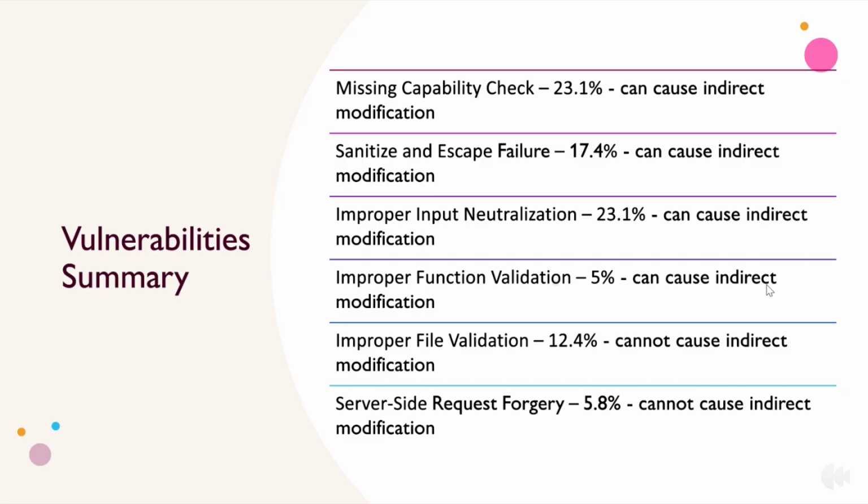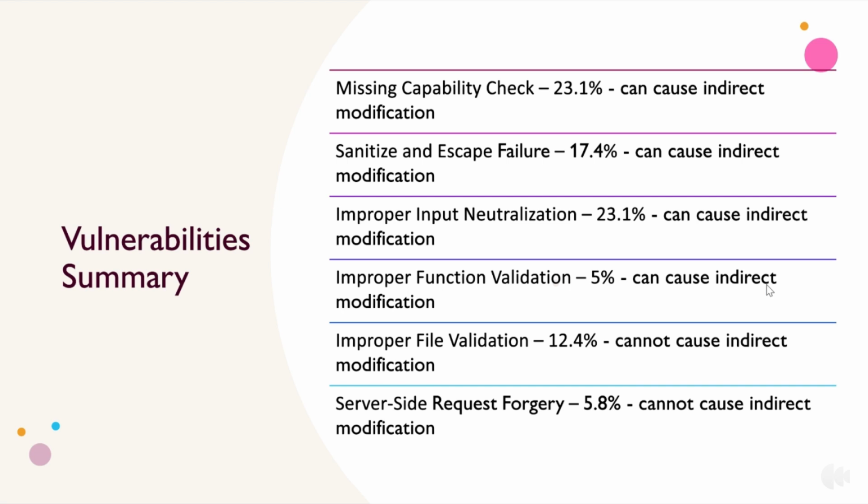So what were the vulnerabilities that were most taken advantage of in these AI models? First was something called a missing capability check. This is basically when there was a check missing to see if a user was allowed to access specific permissions or specific tools. This type of vulnerability absolutely can cause unauthorized access and covered about 23% of the vulnerabilities. And this vulnerability, because it can cause unauthorized access, can cause indirect modification.